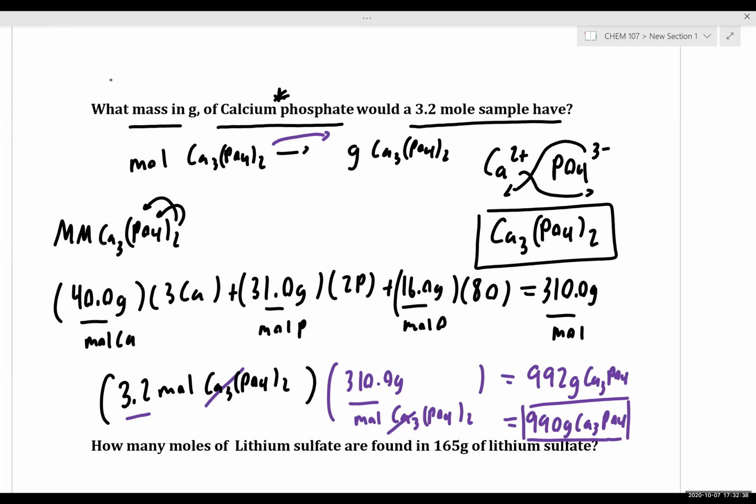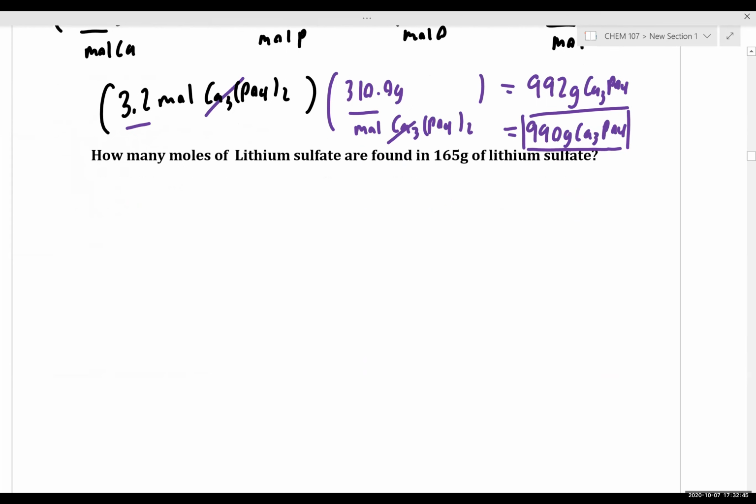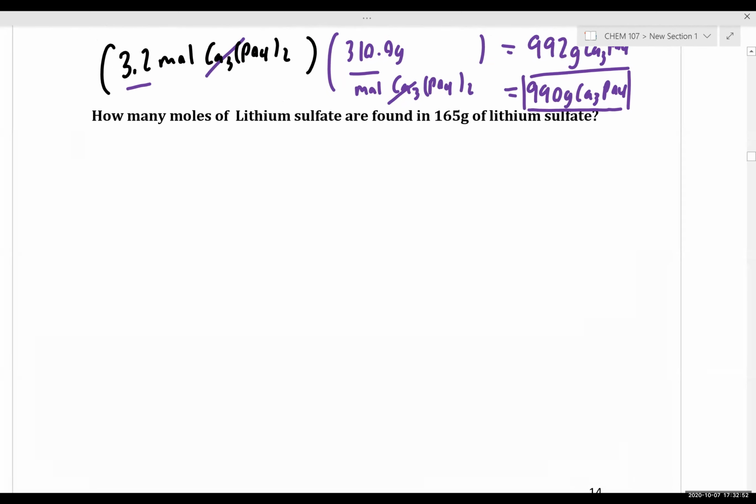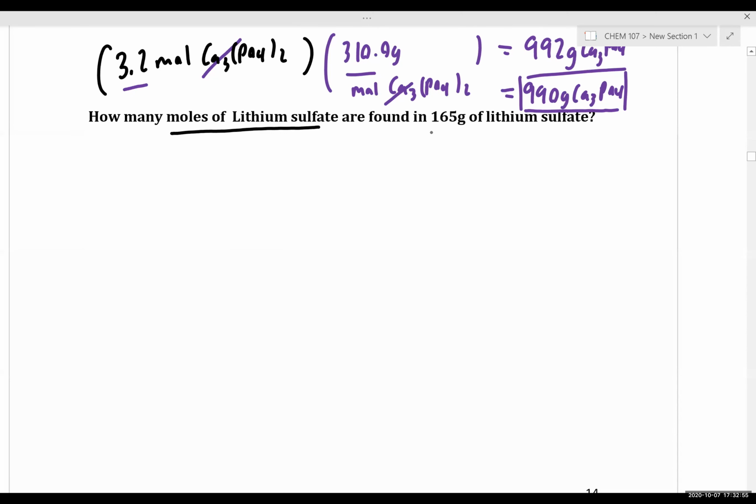Perfect. So to test that we're comfortable with this kind of problem, let's look at this next example. I'd like you to calculate how many moles of lithium sulfate are found in 165 grams of lithium sulfate. So we'll work on this problem over the course of about 5 to 6 minutes. But what I'd like from everyone, just to start us off, is I'd like everyone to think about the formula for lithium sulfate. And I'd like to see some proposals in the chat or verbally for the formula of lithium sulfate.